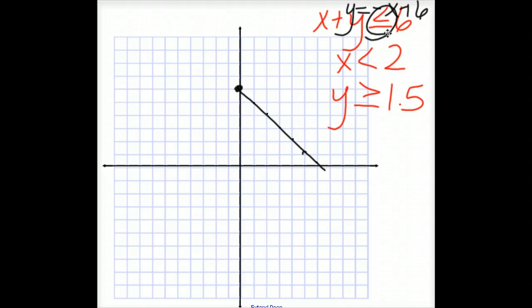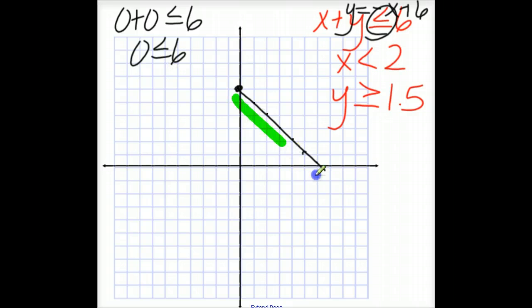Now if I put 0, 0 in, 0 plus 0 is less than or equal to 6. 0 is less than or equal to 6. That is true. So I'm going to shade everything below my line. All right, next inequality. X is less than 2.